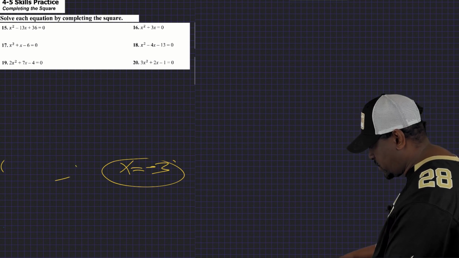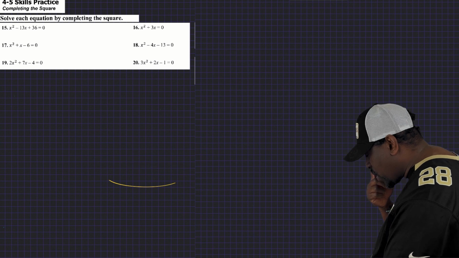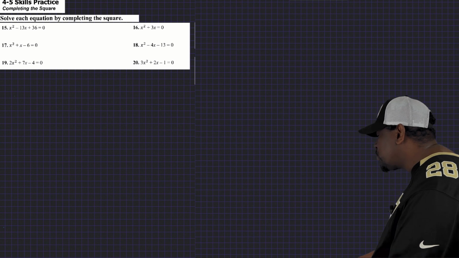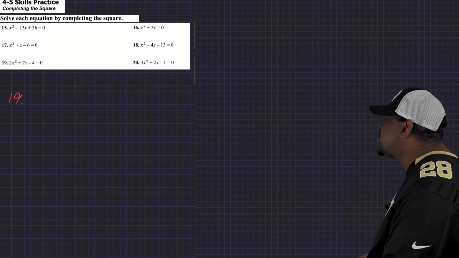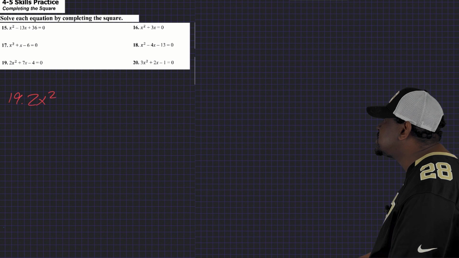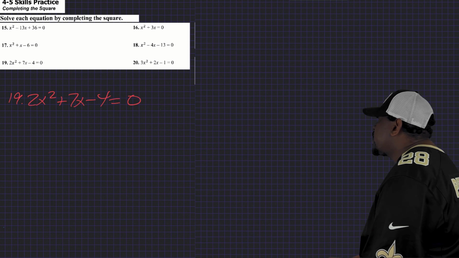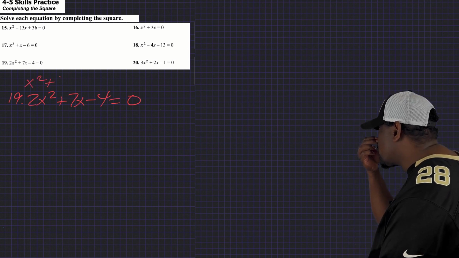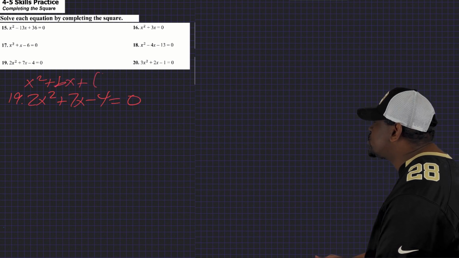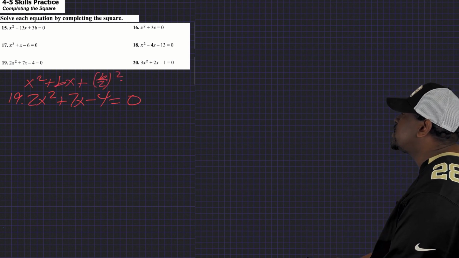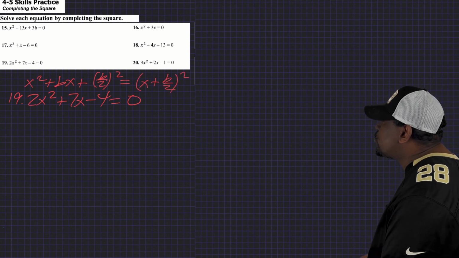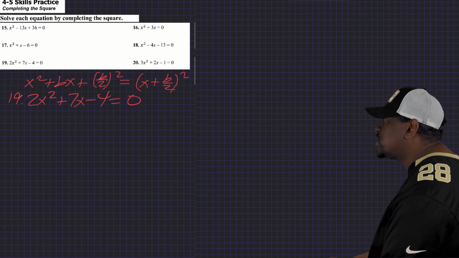Very good. So now we've done two of these problems by completing the square. Now we want to do one where a is not 1. So we'll do 19. 19 states 2x squared plus 7x minus 4 is equal to 0. Now in order to complete this, you see when you do the general equation for completing the square that there is no term in front of the x squared. So we have to get rid of the 2 before we complete the square.